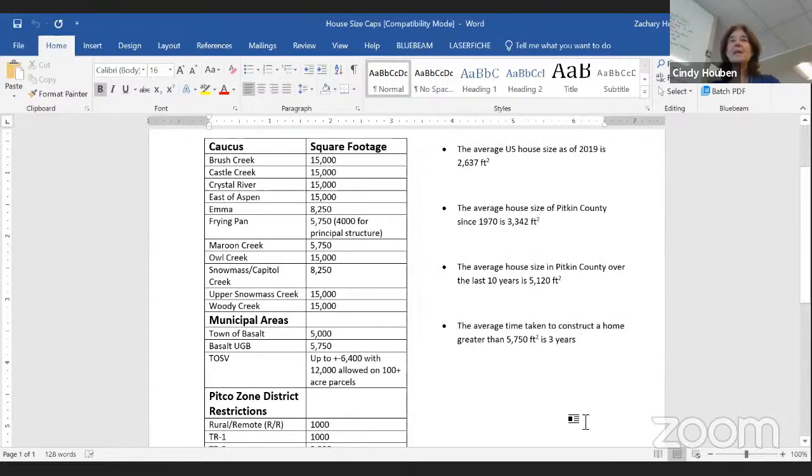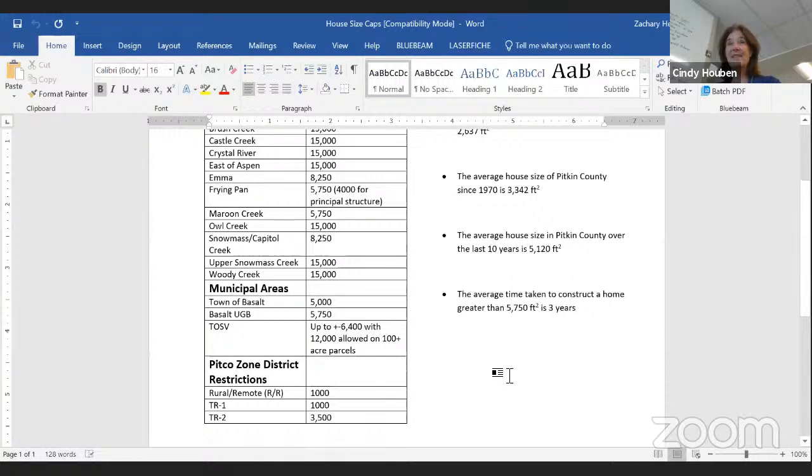So quickly, we looked at the caucus areas and what their square footage limitations are today in the land use code, put that chart together, looked at municipal boundaries in Pitkin County and what those look like as far as square footages, and then the Pitkin County Rural and Remote Zone District, which is the 1,000 square feet, along with the seldom heard about and seldom seen transitional residential 1 and 2, which are located on Smuggler Mountain and the front side of Aspen Mountain. And we can get into that a little bit if you like.